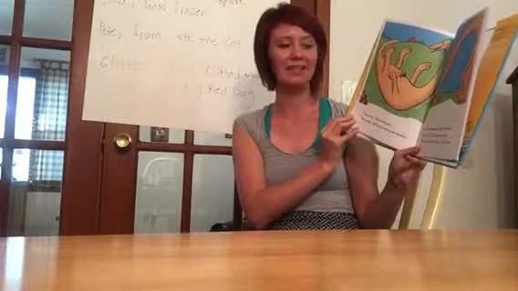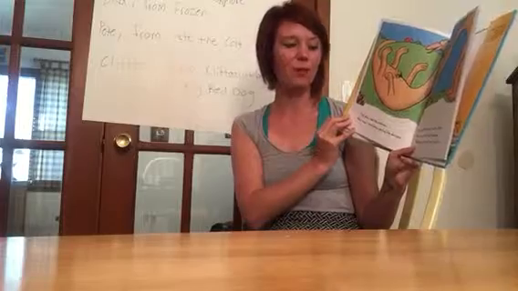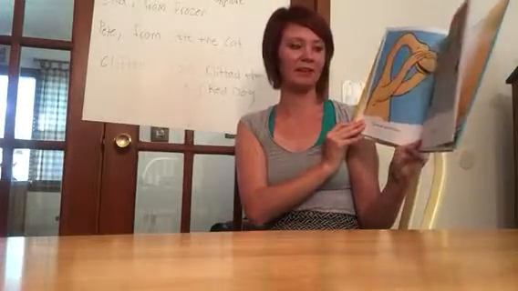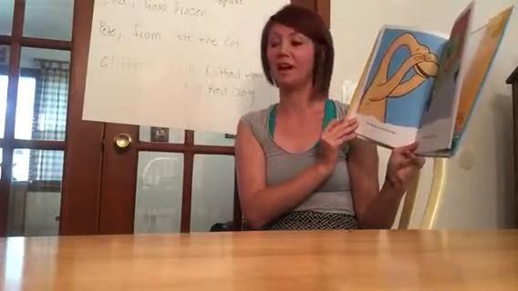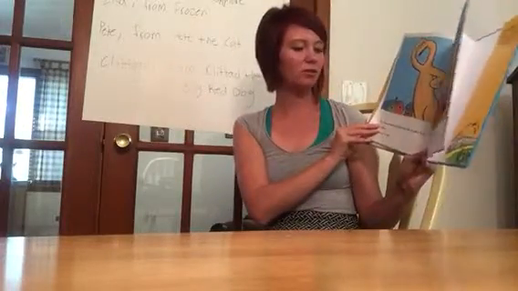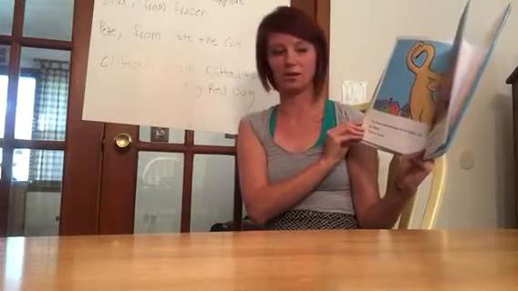"Let's play hide and seek," said the children. "How do you play it?" said the dinosaur. "We hide and you try to find us," said Danny. The dinosaur covered his eyes. All the children ran to hide. The dinosaur looked and looked, but he couldn't find the children. "I give up," he said.